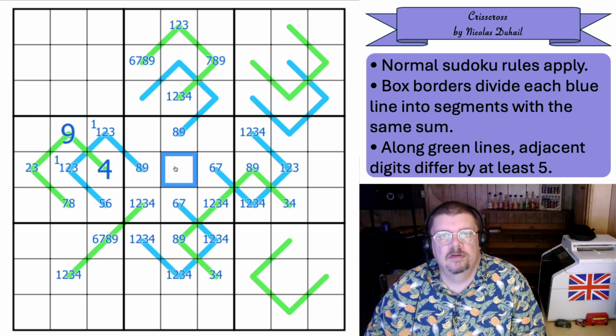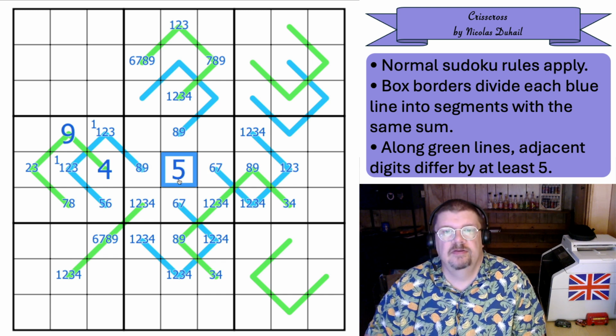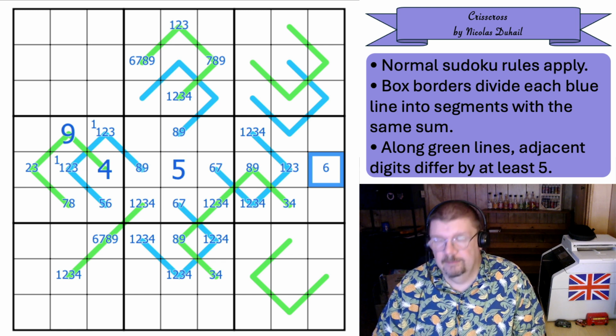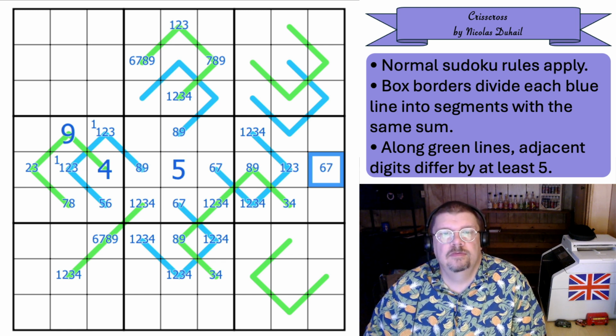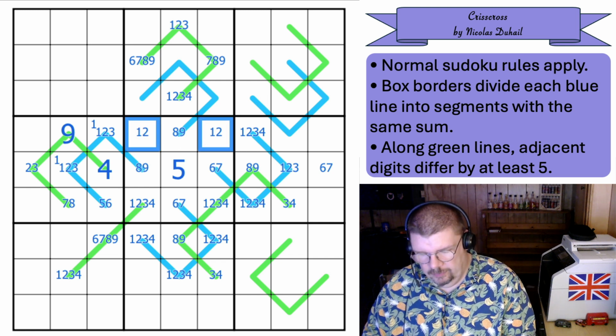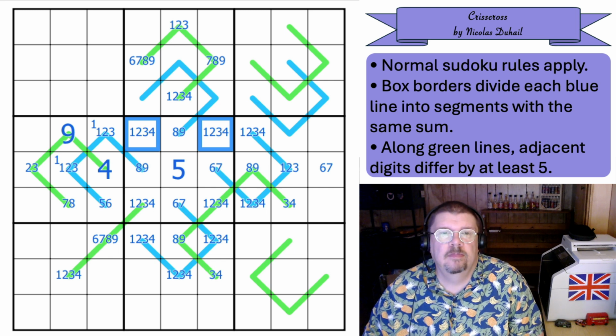This digit here sees 1, 2, 3, and 4 in the row. It sees an 8, 9 pair, a 6, 7 pair. That is a 5. That makes this digit 6 or 7 to complete the row. These are from 1, 2, 3, and 4 to complete the box.